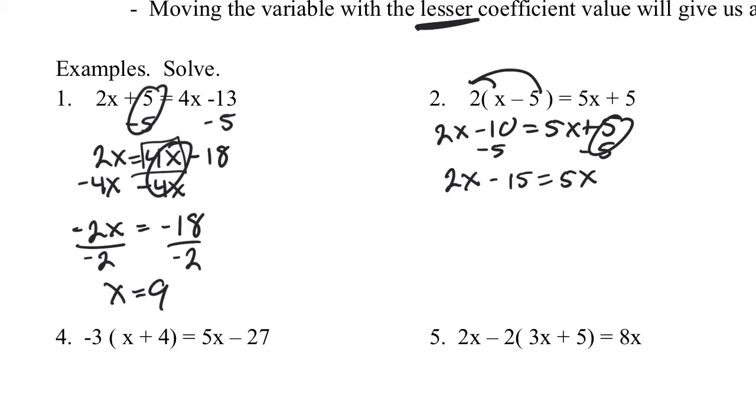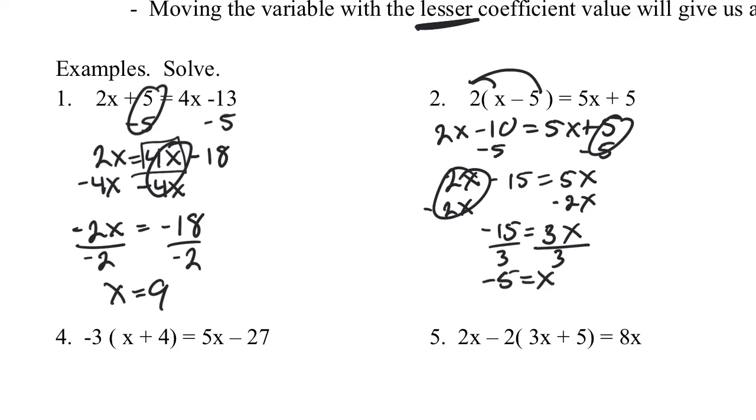All right, now I want my terms with x on the right. So we're going to subtract 2x from both sides. Zeroes out over here on the right. And we're left with negative 15 equals 5 minus 2, which is 3x. All right, dividing both sides by 3, we find that negative 5 equals x. And I can go ahead and switch that around to read more normally, x equals negative 5. That's the symmetric property.